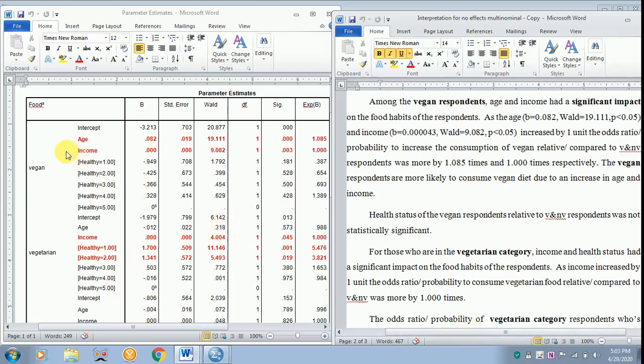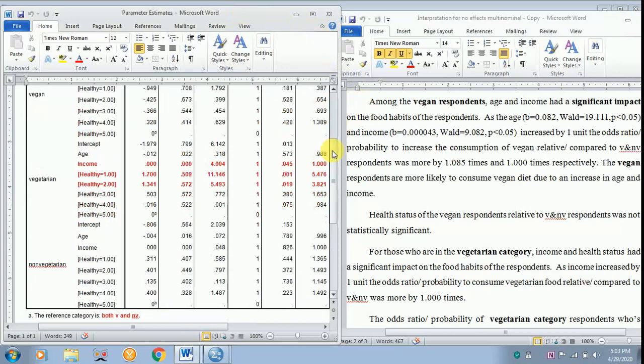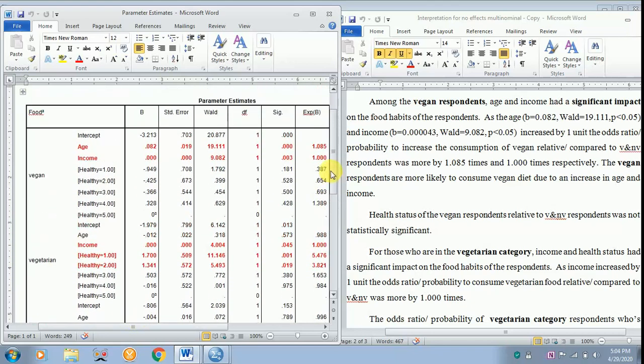So you can see the first part is a vegan diet, the next is vegetarian, then the non-vegetarian, and the reference category I have placed as the last category. So my last category is both vegetarian and non-vegetarian, and in the case of health, the reference category is last, that is those whose health is excellent. This is poor, fair and so on.